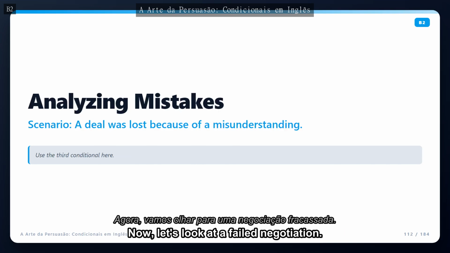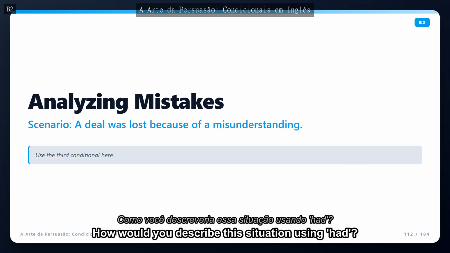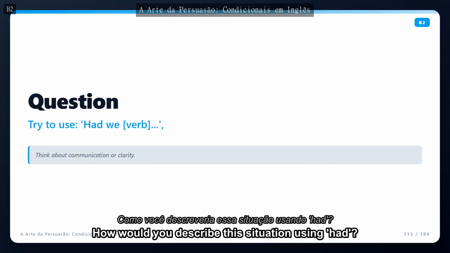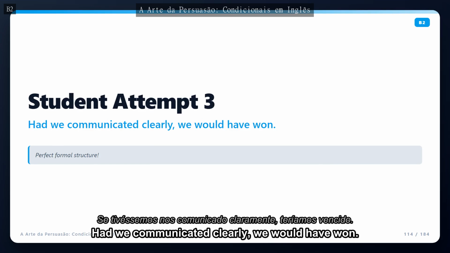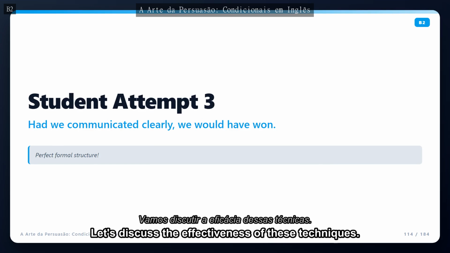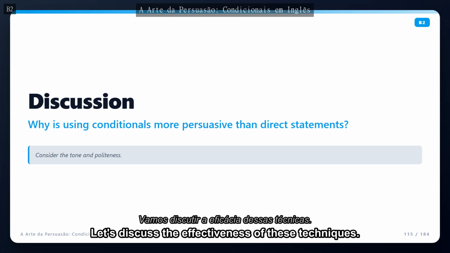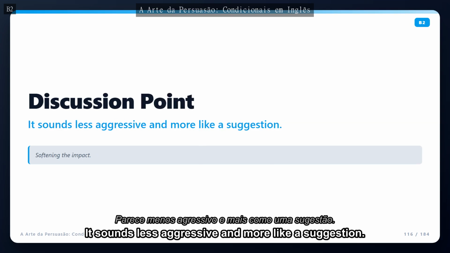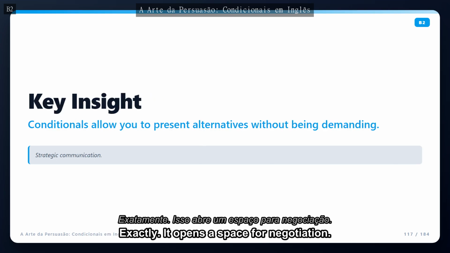Now, let's look at a failed negotiation. How would you describe this situation using had? Had we communicated clearly, we would have won. Let's discuss the effectiveness of these techniques. It sounds less aggressive and more like a suggestion. Exactly. It opens a space for negotiation.